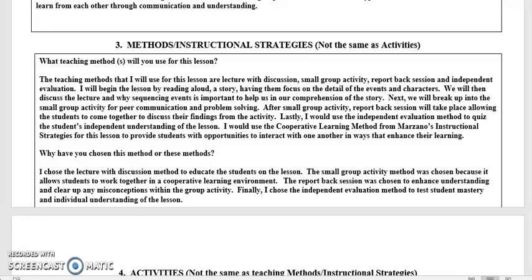The report back session was chosen to enhance understanding and clear up any misconceptions within the group activity, and it gives us a time to focus on any questions they had while they were doing the activity. And finally, I chose the independent evaluation method to test student mastery and individual understanding on the lesson.